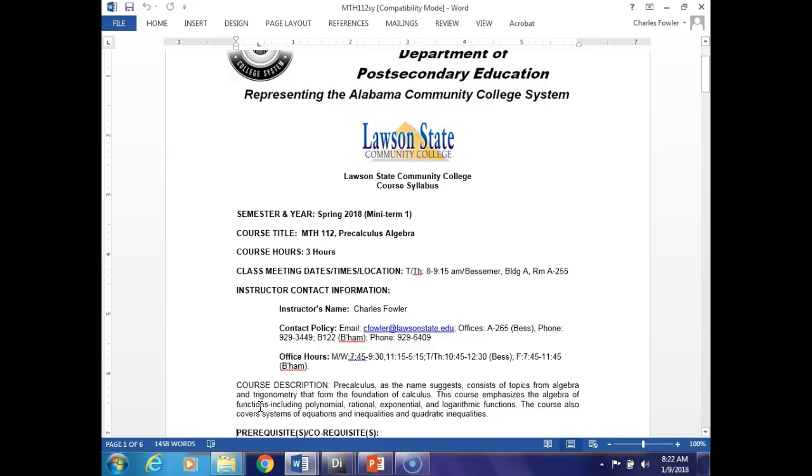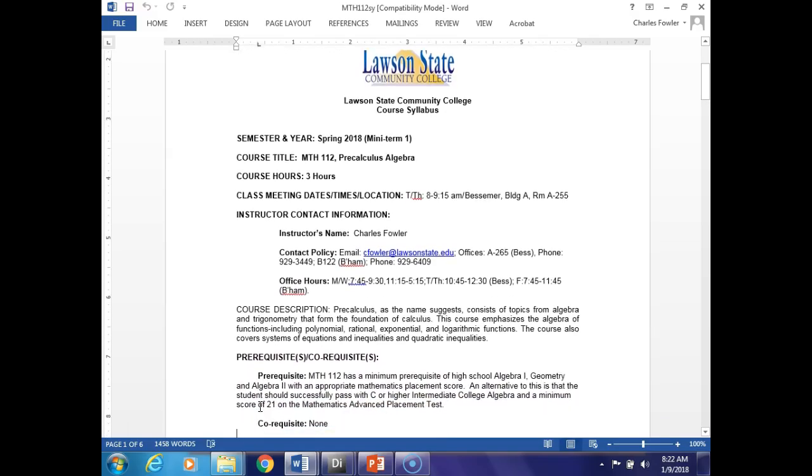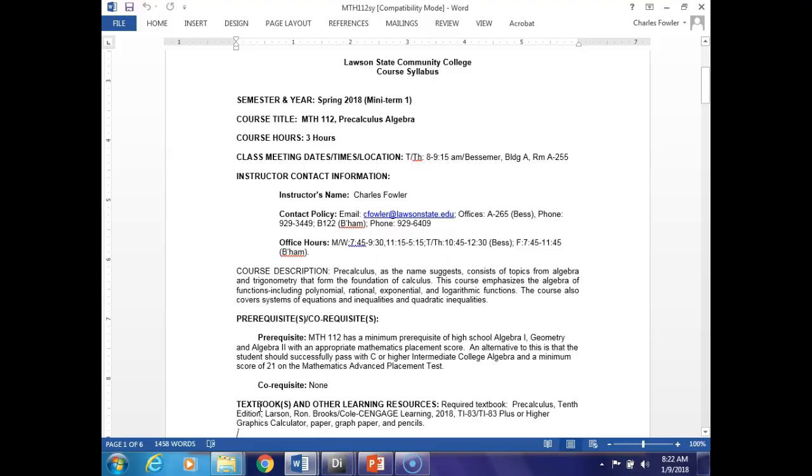My email address is cfowler@lawsonstate.edu, and because I've been messing with registration last week and this week both, I have barely been able to get on Blackboard or email. So hopefully before the term gets too far along, I'll get caught up. If you've emailed me anytime and I haven't responded, that's why. I've had to be canceling classes like crazy, and then they mess up the schedule, and it's just been horrendous. But that's my email address.